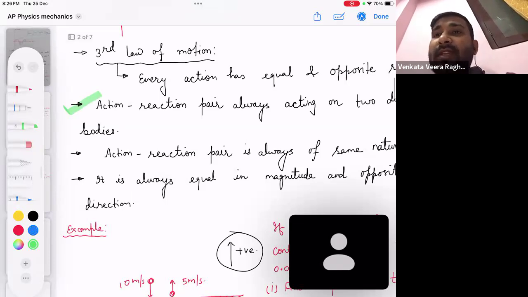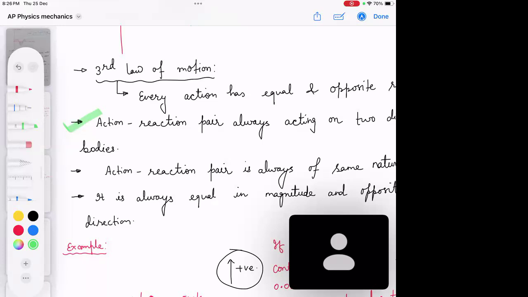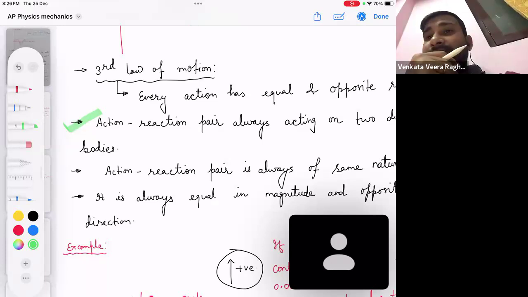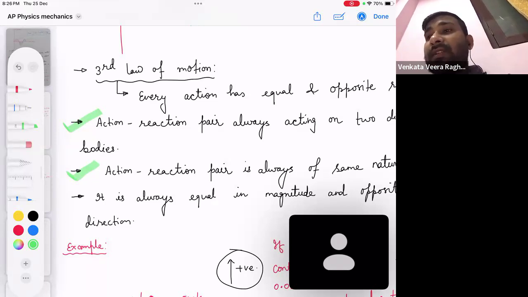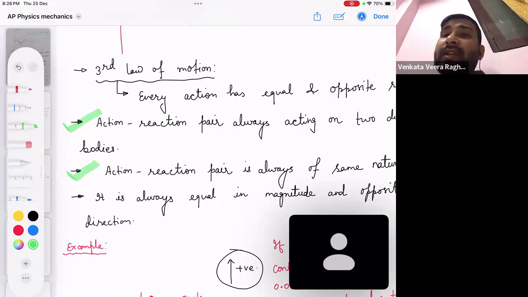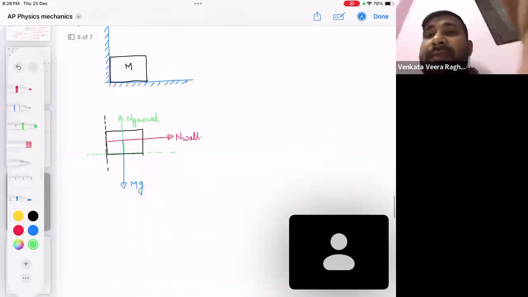Can you tell me, normal due to ground and mg, is it acting on the same body or two different bodies? Same body. So that means they cannot be an action reaction pair. Next, action reaction pairs are always of the same nature. So if one is the normal, the other should also be the normal type, isn't it? But here one is the normal, one is gravity. So that means they can't be of the same nature. Understood? So here none of the three forces are an action reaction pair. Understood? Please tell me.